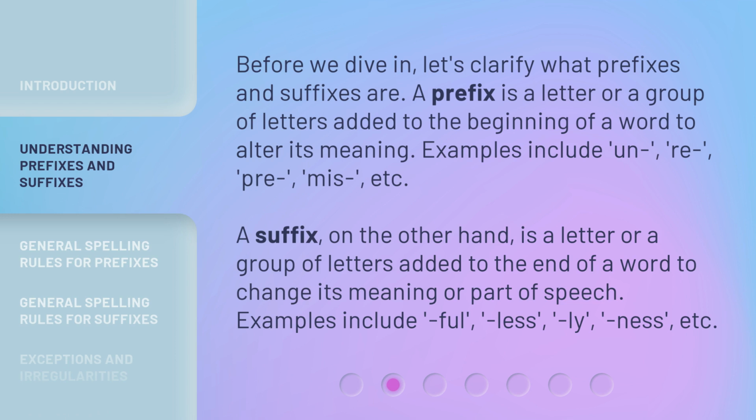Before we dive in, let's clarify what prefixes and suffixes are. A prefix is a letter or a group of letters added to the beginning of a word to alter its meaning. Examples include un, re, pre, mis, etc. A suffix, on the other hand, is a letter or a group of letters added to the end of a word to change its meaning or part of speech. Examples include full, less, ly, ness, etc.